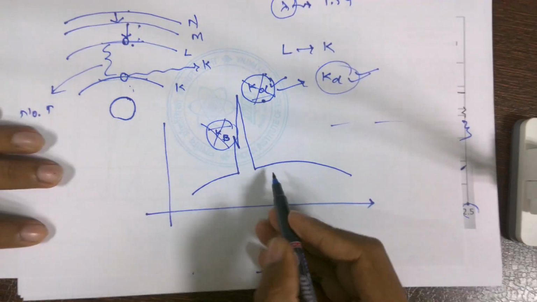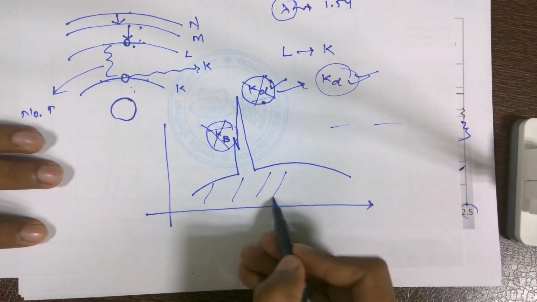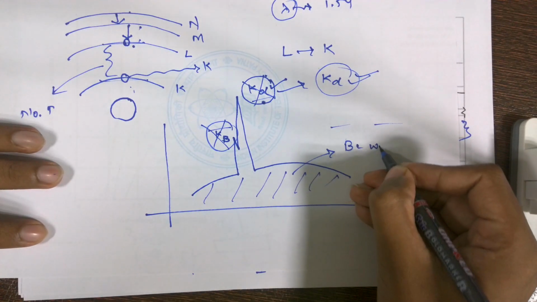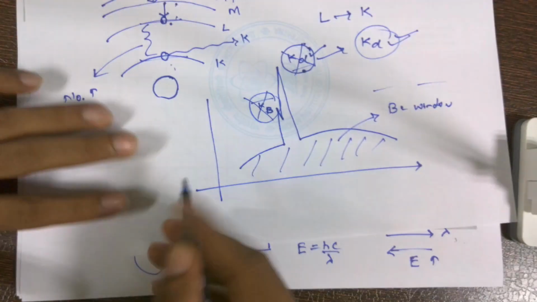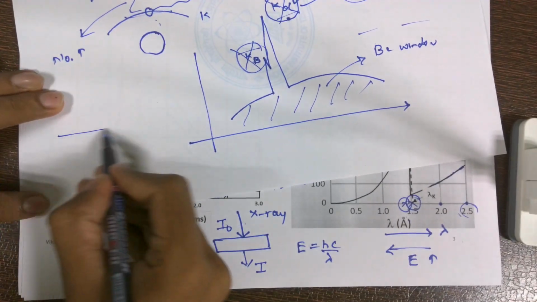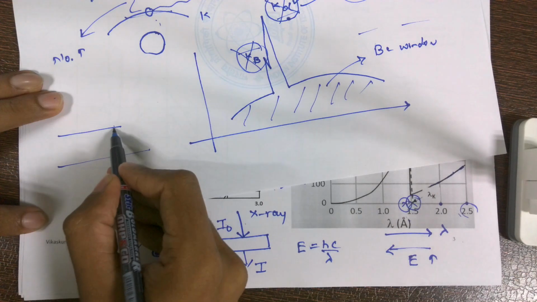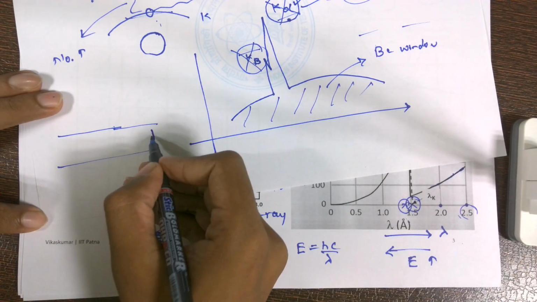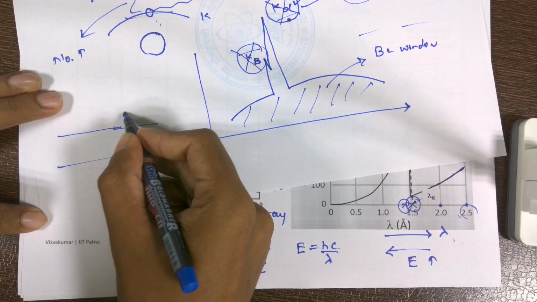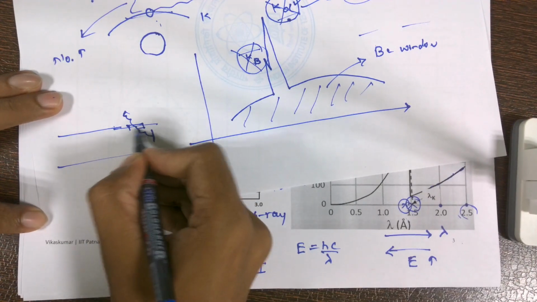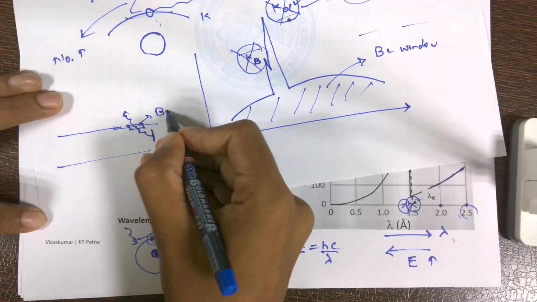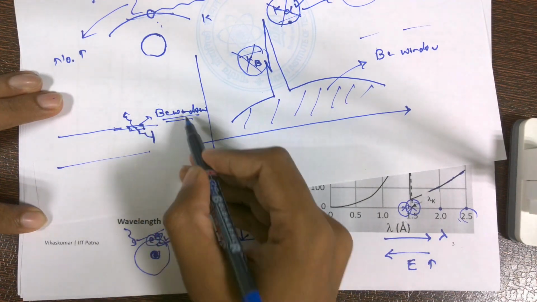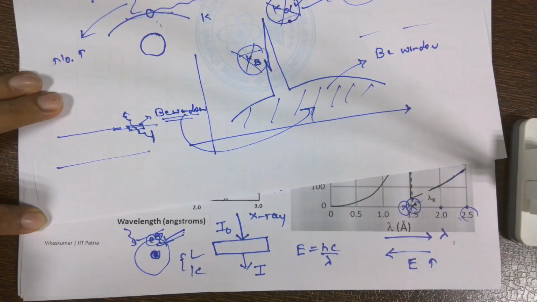Now, how can we remove this continuous X-ray? We can remove it with the beryllium window. Last time we discussed that there is an anode and a cathode, and from the target material, when the X-rays are produced, they will go out from somewhere over here. So here we have a beryllium window. What this window will do is absorb the entire continuous X-ray.